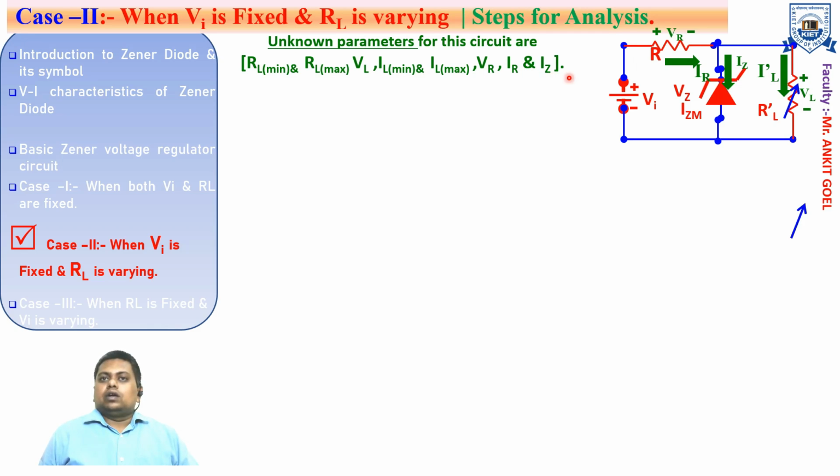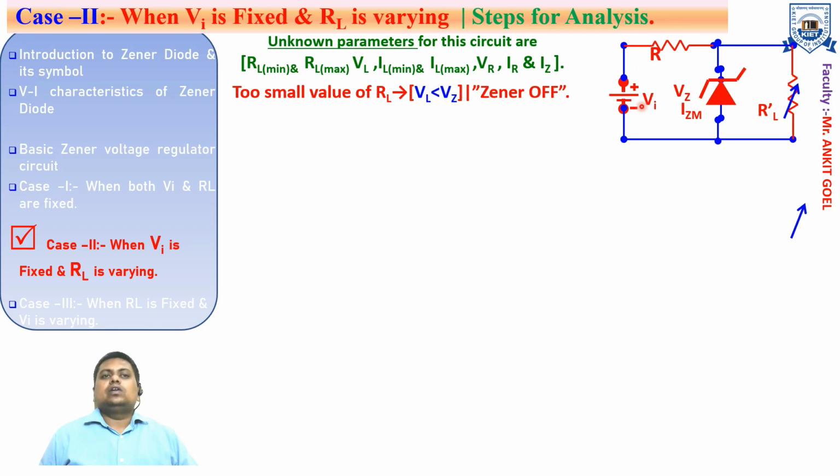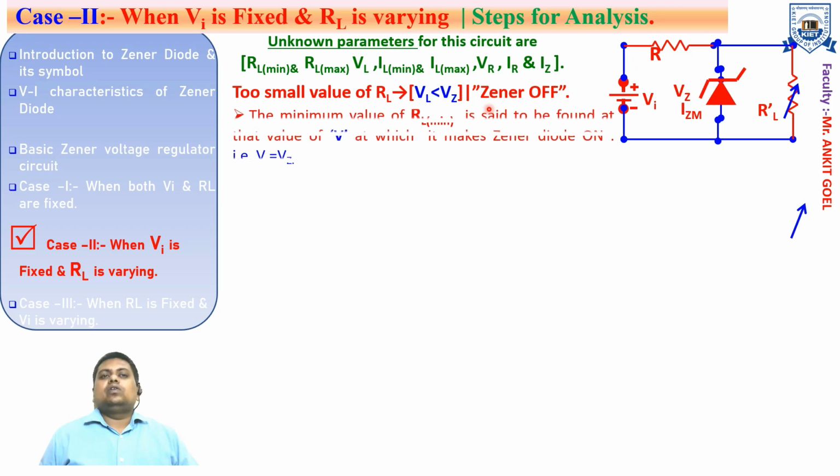So for the minimum value of RL, for which the Zener diode will be on, will give me the minimum value of the load resistance. So first we need to find the minimum value of the load resistance. Too small a value of the load resistance will not make the Zener diode go to the on state; it will be in the off state.